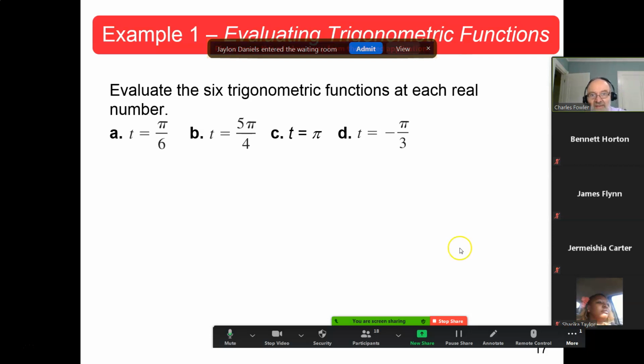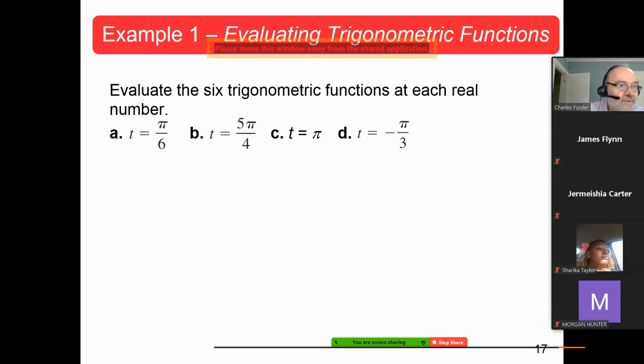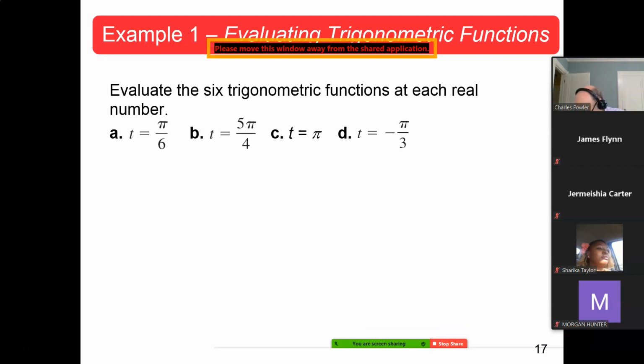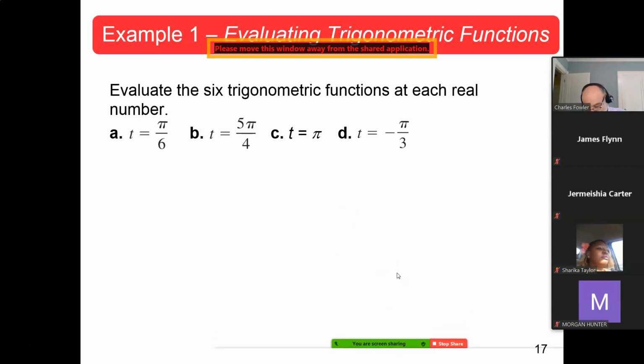Oops, here comes Jalen. Let me get Jalen in. Hold off a moment here. Jalen's here. Did anyone else pop up while I wasn't looking? Should have 17. Got him. Okay.